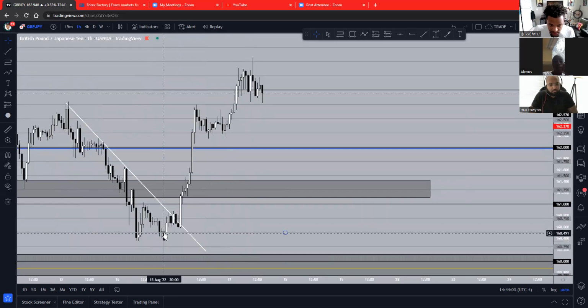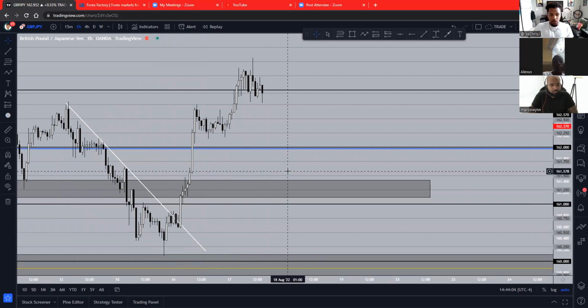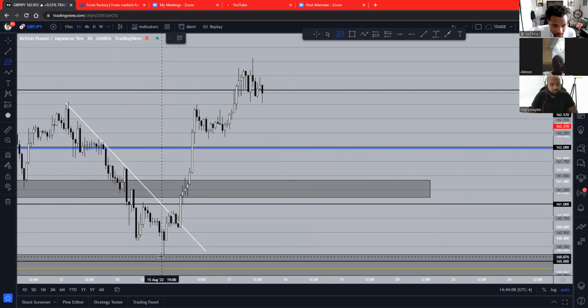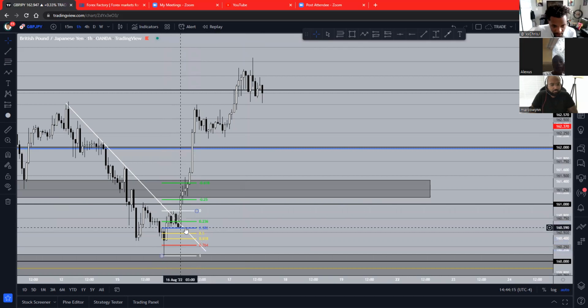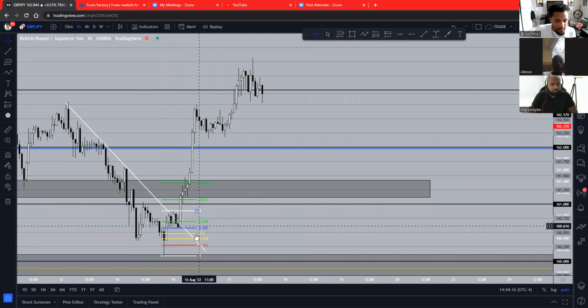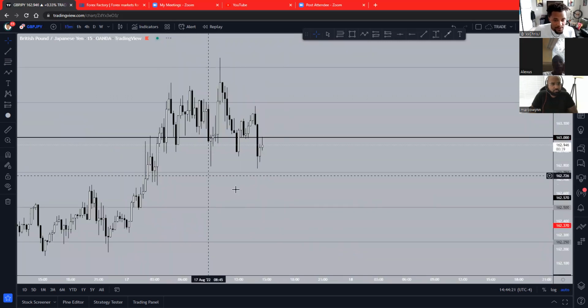and then we got this super bullish candle right here, right? So boom, what happened? I drew a fib from here up to here, and we were creating support on this 0.382.